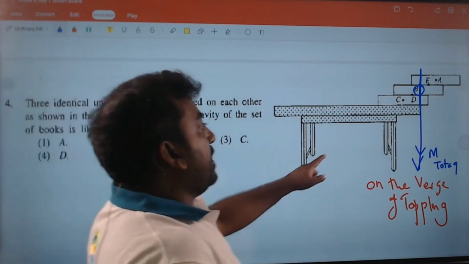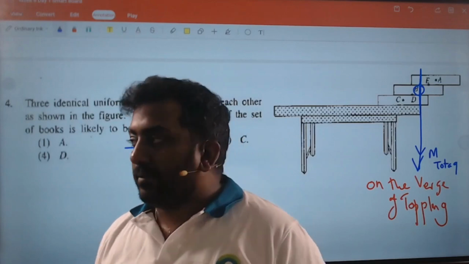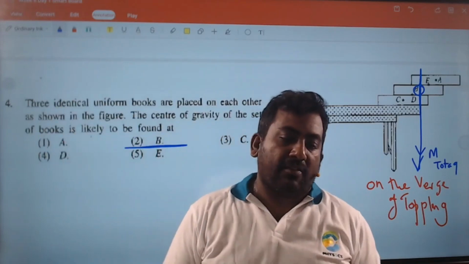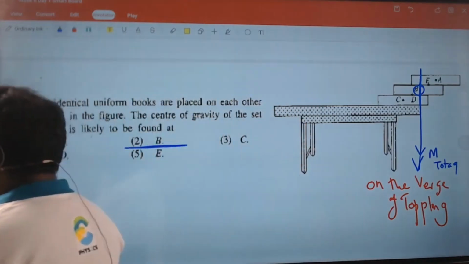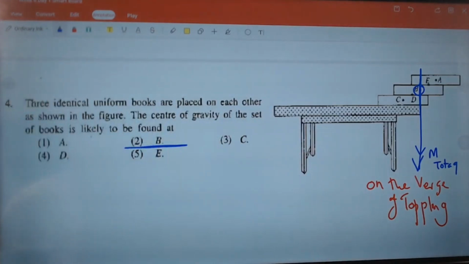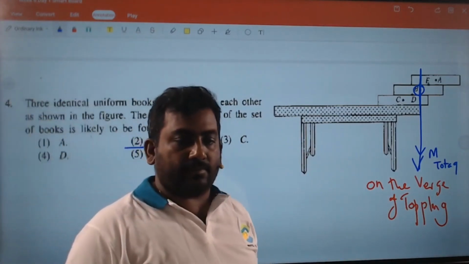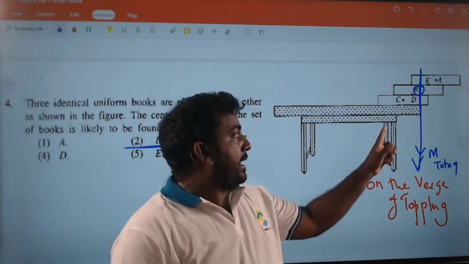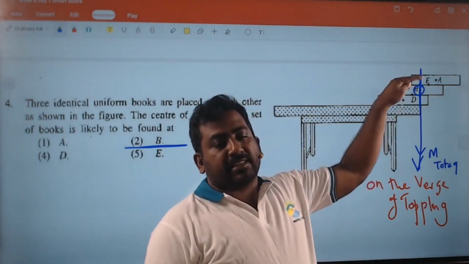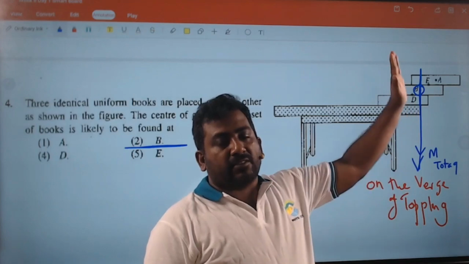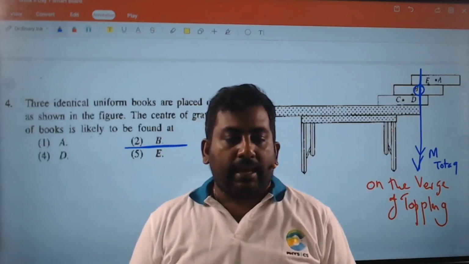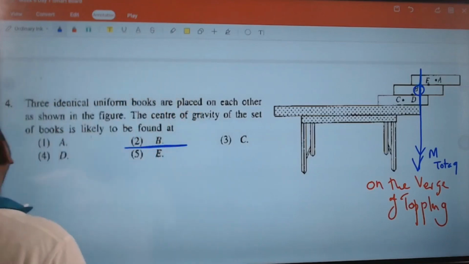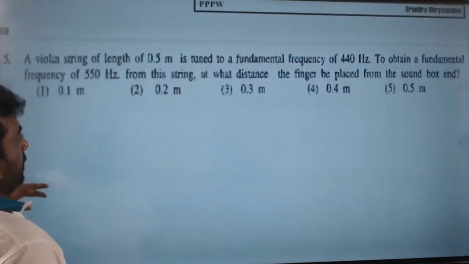On the verge of toppling, the total weight should pass through the edge of the table. And the line of action of the weight passes through B. Okay. Right. Moving forward.